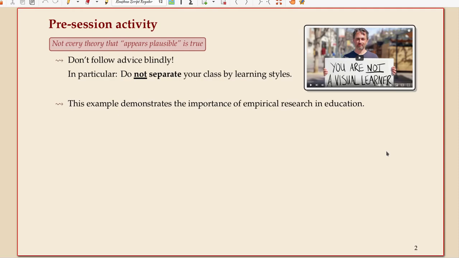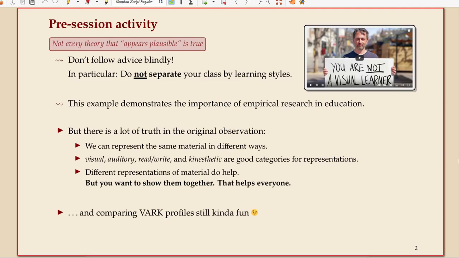There's still some valuable insights in this observation. I mean, these four categories, I think they're a useful way to categorize different representations for material. And representing things differently actually helps. So there's supporting research that shows if you present things in multiple ways, that helps everybody. It's just the part that's not true is that there are visual learners and they always prefer visual things and learn better with visual representations. That seems not true. But combining different representations is universally good if it's used in a sensible way.